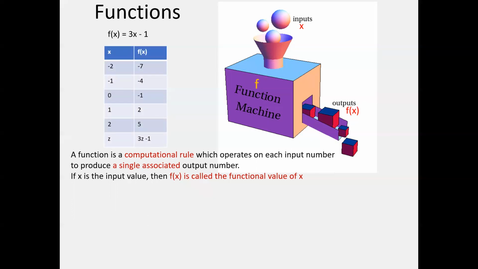And so here we have another function, 3x minus 1, and these would be the function values. The function value of 1 is 2, the function value of 2 is 5. The function value of any number z is 3z minus 1.